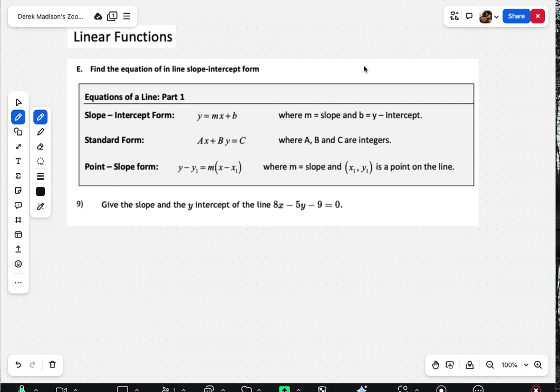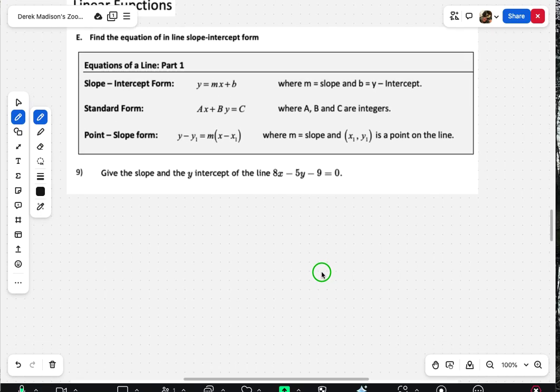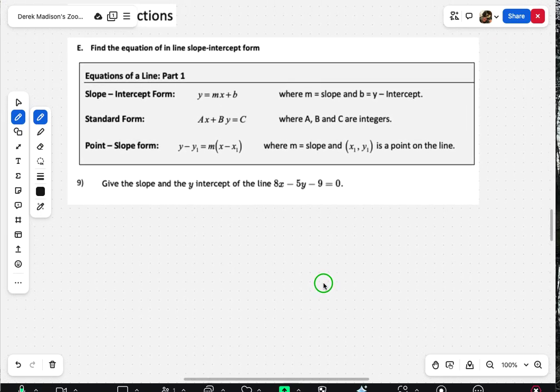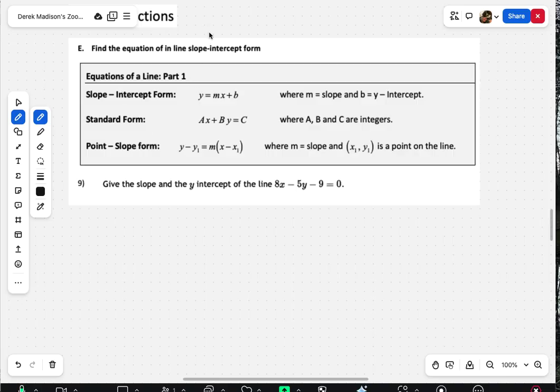Hey all, so in this video we're going to look at linear functions again, and this time it will be more finding the equation of the function algebraically rather than from a graph. There's a few different forms we're going to see, and we've already run into them in the last video.